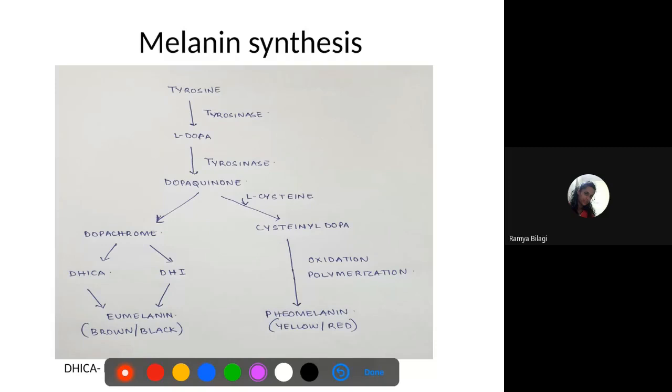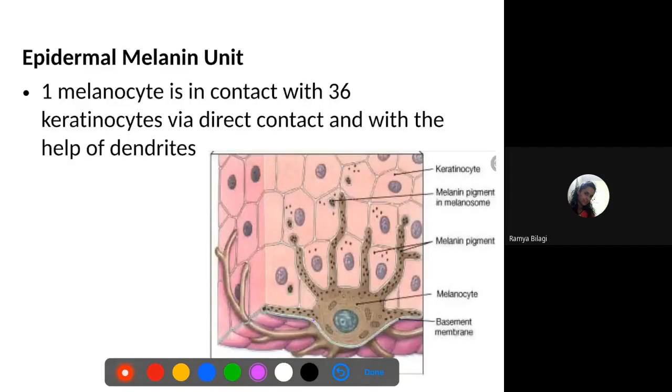There's something called epidermal melanin unit. What is this? You can see the picture. The brown dark structure is the melanocyte, and these hexagonal structures are keratinocytes. You see one melanocyte is in contact with 36 other keratinocytes, either via direct contact or by the help of its dendrites. So one melanocyte is serving 36 keratinocytes. This is called epidermal melanin unit, by which the melanocyte transfers its melanin pigment to neighboring keratinocytes.